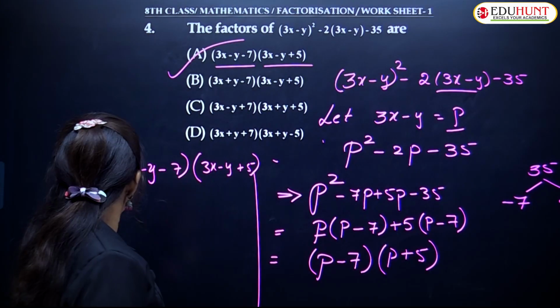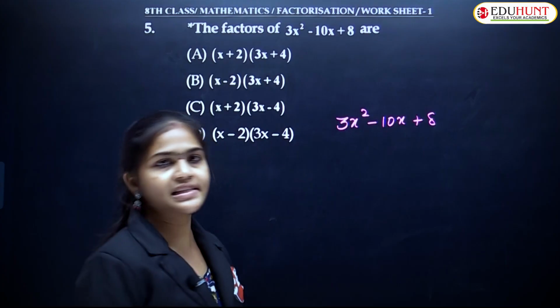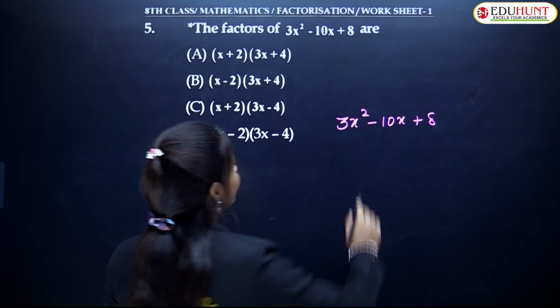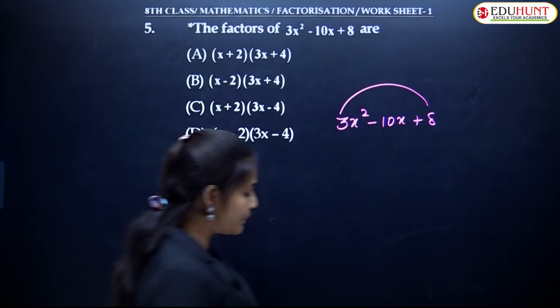Yes. So let us see the fifth question. What is that? Let us check 3x square minus 10x plus 8. Again we need to take the factors of 8 3s are 24. So we need to take the factors of 24.